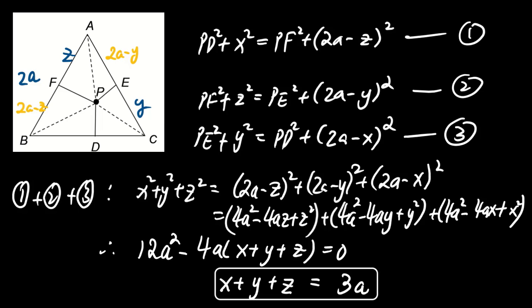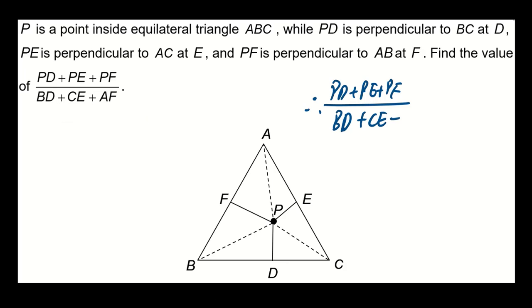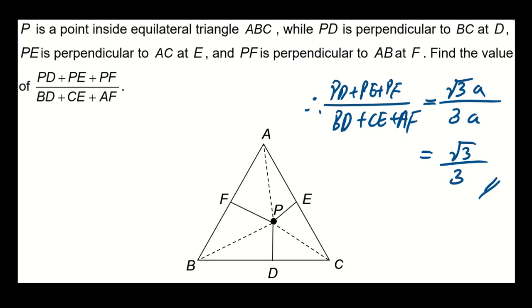Now we put everything together. The numerator is PD plus PE plus PF equals square root of 3 times a. The denominator is x plus y plus z equals 3a. Therefore, the entire expression becomes square root of 3 a divided by 3a, which simplifies to square root of 3 over 3. The final answer is square root of 3 over 3. Two different methods, one geometric and one algebraic, lead us to the same elegant result.